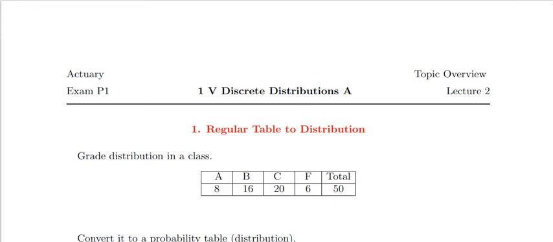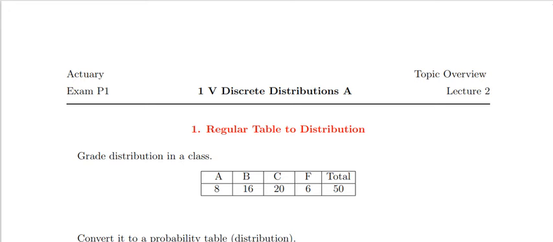So hello, welcome to this lecture, Exam P1. This is lecture 2. The topic is one variable discrete distribution. This distribution is just a list of all cases, right?